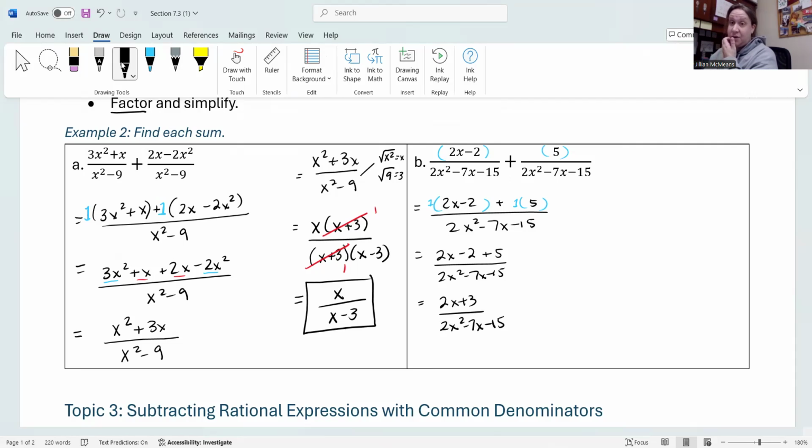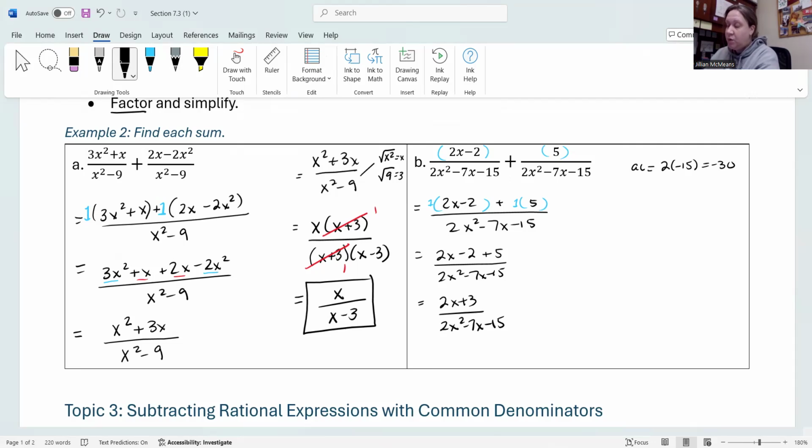So that denominator is going to require some work. It is a quadratic trinomial, but the coefficient on the squared term is not 1. So we have to do the AC method. And there's nothing wrong with the AC method. It's just more time consuming. So A is the coefficient of the squared term, which is 2. C is the constant, which is negative 15. So we're looking for factors of negative 30 that have a sum of negative 7.